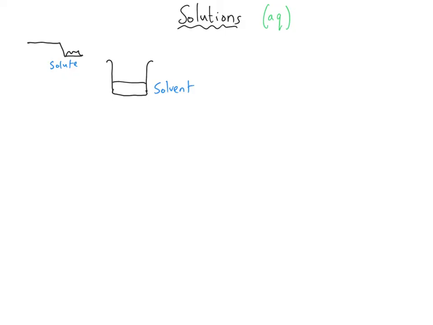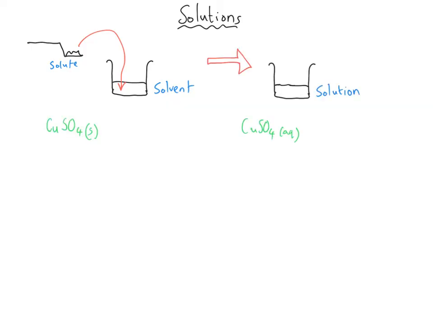Now, I hope you remember that a solution is made when a solute is dissolved in a solvent. Now, solute doesn't have to be a solid. It probably most commonly is a solid, but you can dissolve one liquid in another, and the substance that does the dissolving is the solvent, and you make a solution. So, for instance, we could have dissolved copper sulfate solid in our water and made copper sulfate solution.